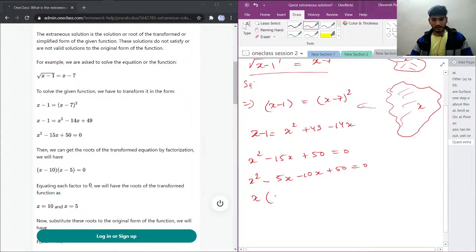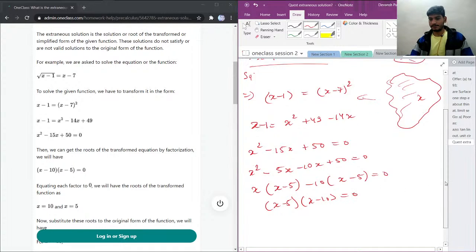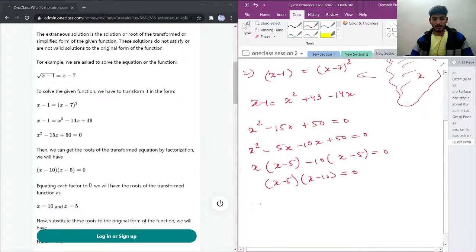Now I'll take x common, and I'll take negative 10 common here: x minus 5 equal to 0, x minus 10 equal to 0. Now according to this condition, the roots of this equation are 5 and 10.